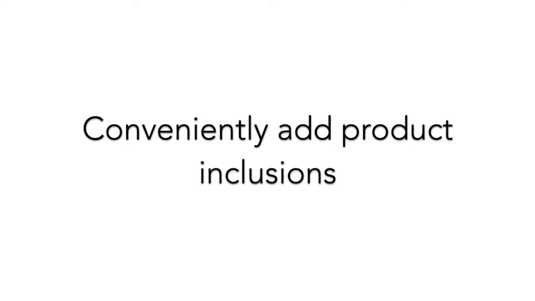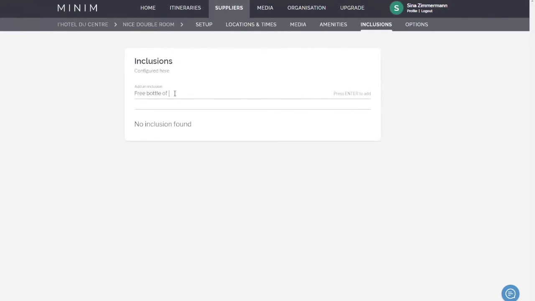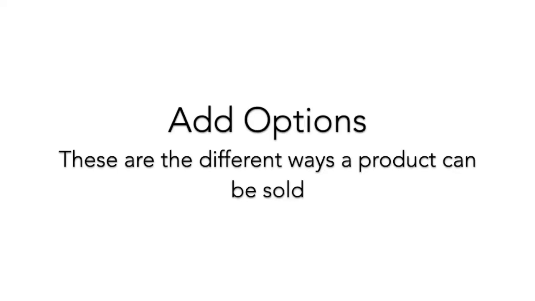Add any inclusions to your product. These are special additions that, like amenities, are included in the cost of your product. Inclusions are promoted within your itinerary proposal as well. The final part of the supplier creation process is to add options.